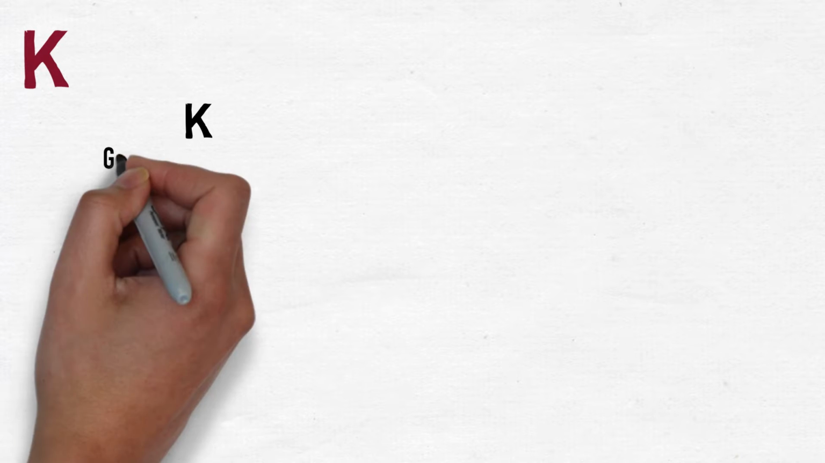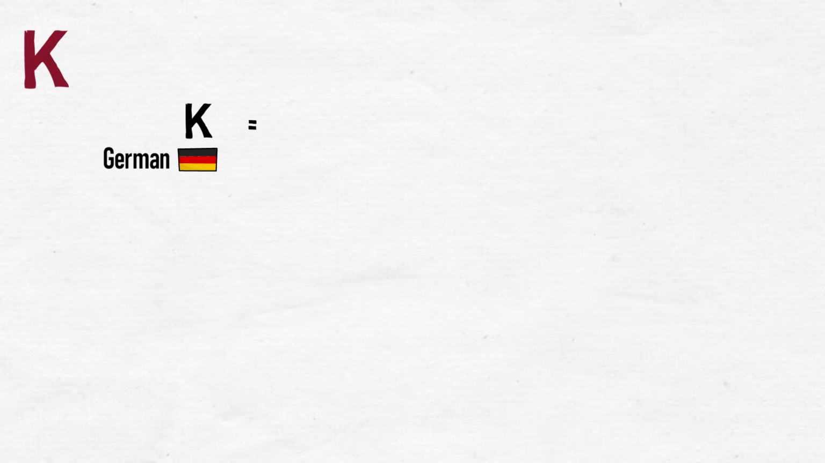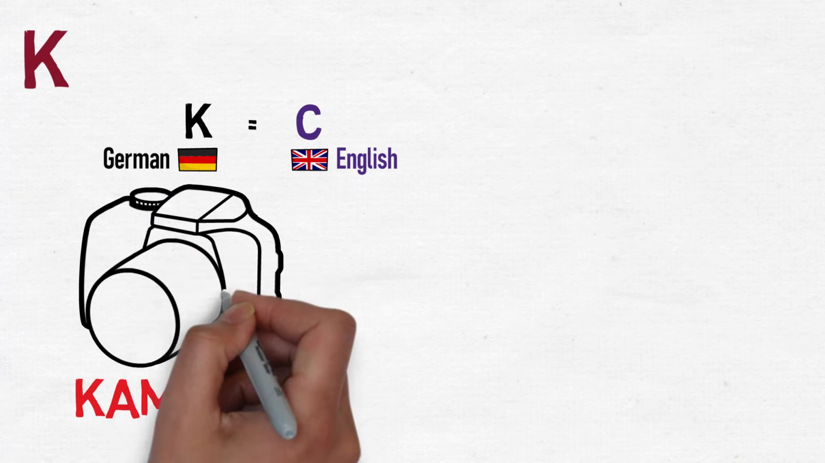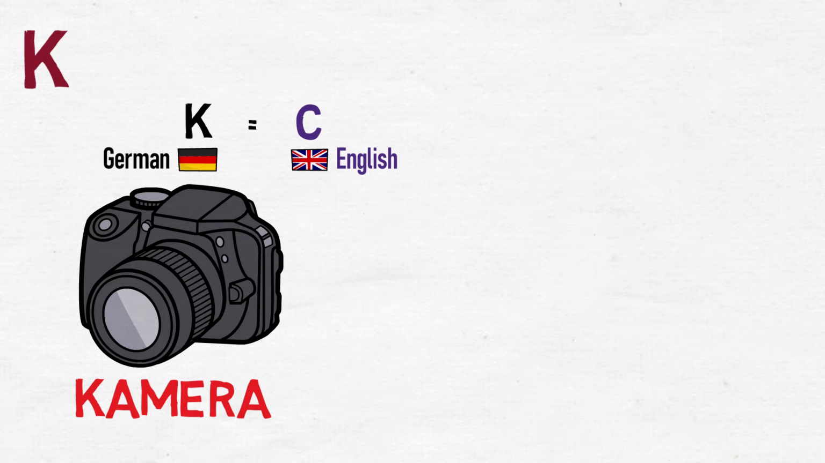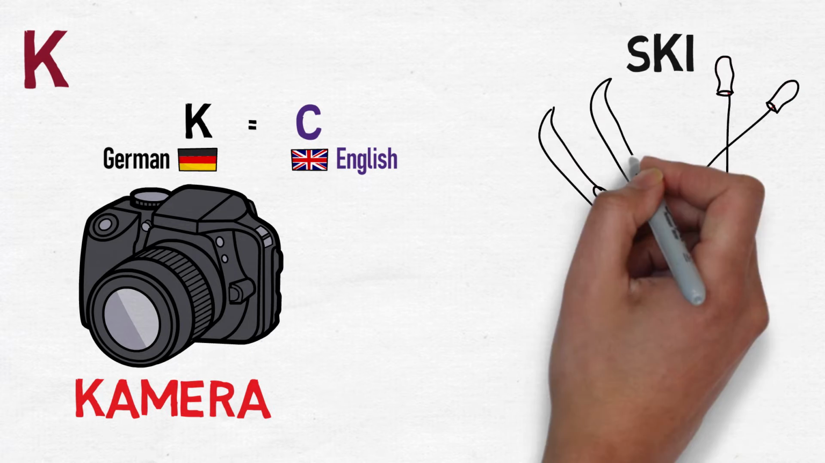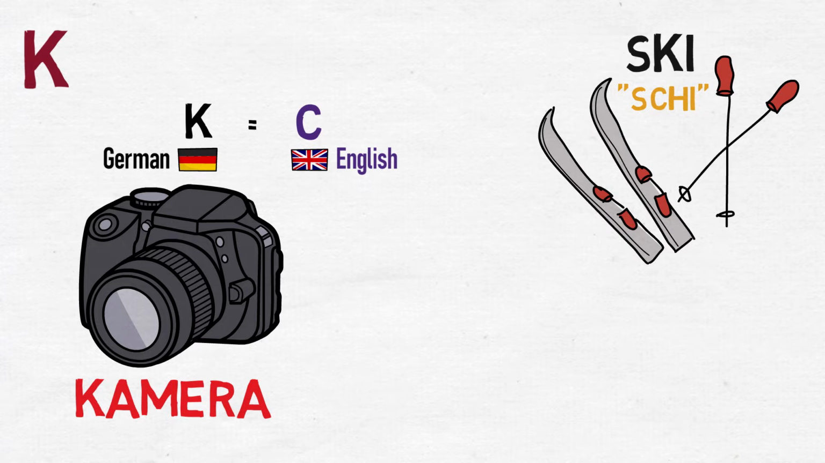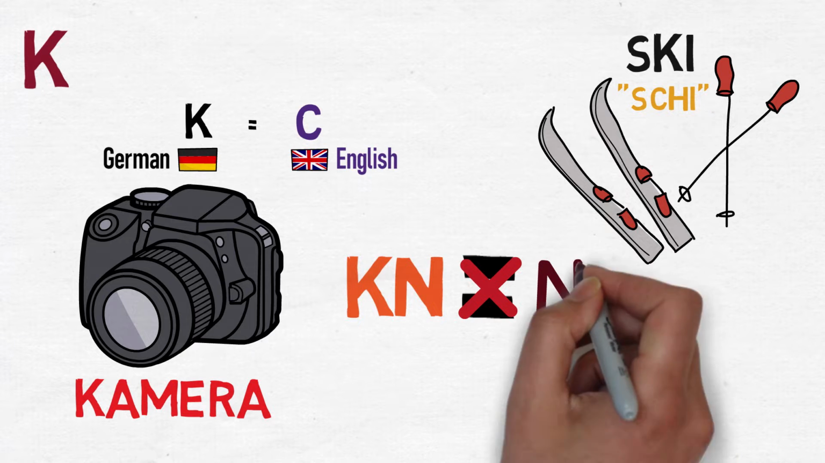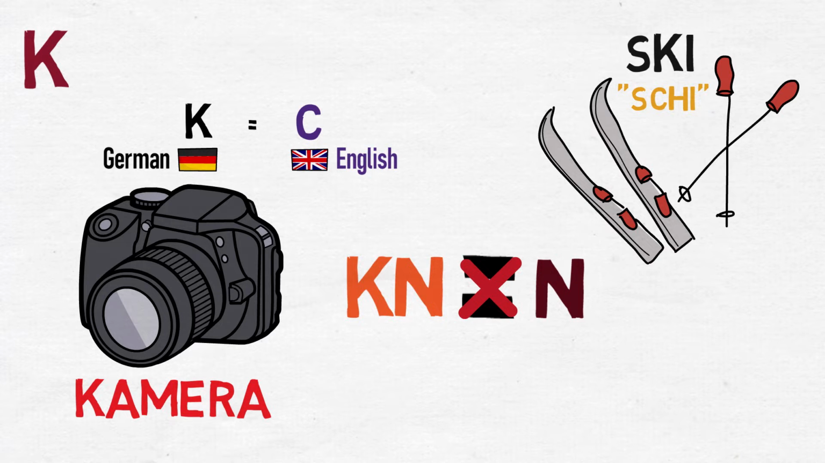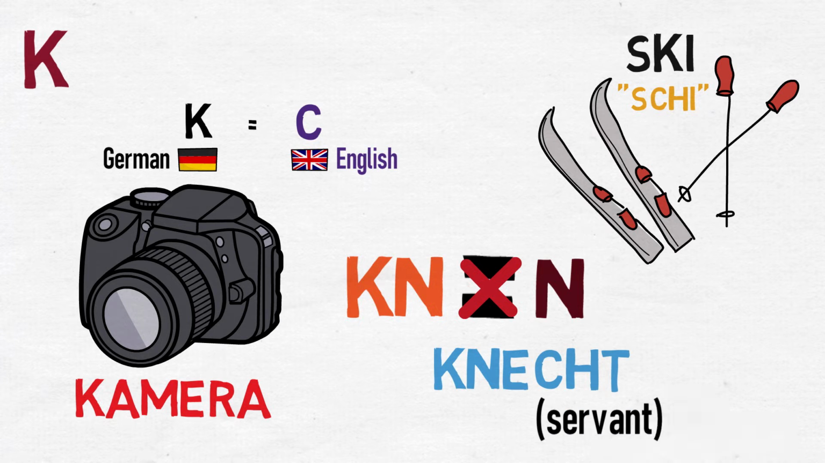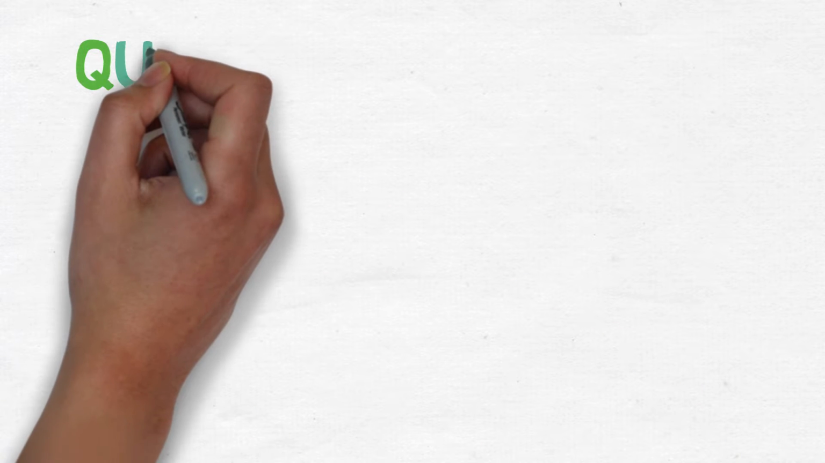K. K is used as a k sound and often replaces the English letter C in some cognates, which are words which look or sound the same in two languages. For example, camera. The only exception I know of is ski, meaning ski, but is pronounced she. Similar to a g, a k followed by a n doesn't become n, like in the English word night, but it becomes kn, like the German word Knecht, meaning servant. Q and U. These letters come together like they do in English, but they sound like kv.